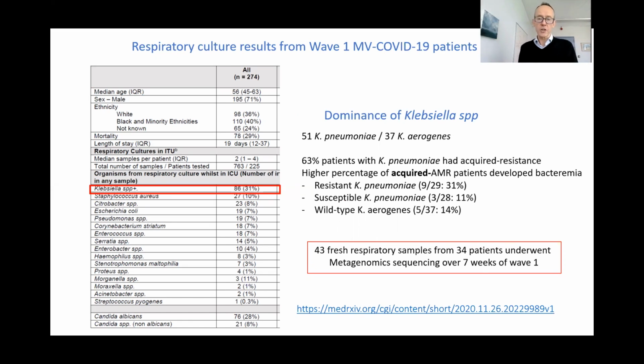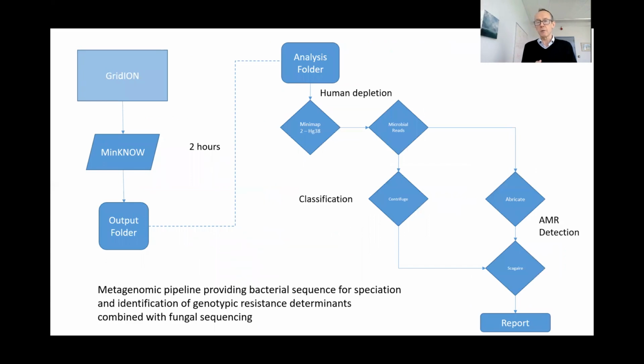So that's the microbiology. What did we do? Well, we couldn't introduce a pilot service to guide therapy because we hadn't done an evaluation yet. What we did do was take 43 fresh respiratory specimens from 34 patients, using the ethics and the pathways developed over the 16S study, and conducted metagenomic sequencing.